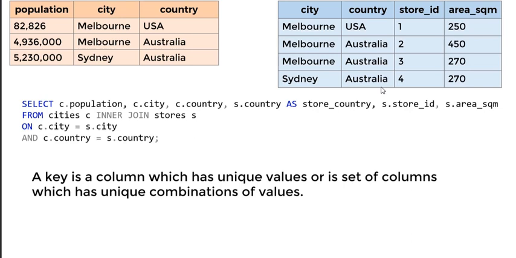Right. So the key in the cities table is the combination of city and country, as these have unique combinations of values. In the stores table, the only key we have is the store ID column. Notice that in the stores table, even if we combine the city and country columns, they are not unique. This is because we have two store IDs, 2 and 3, in the same Australian city.